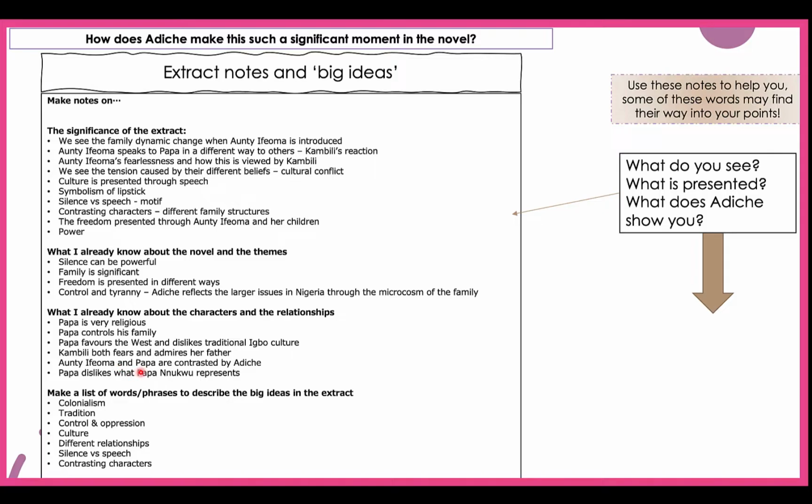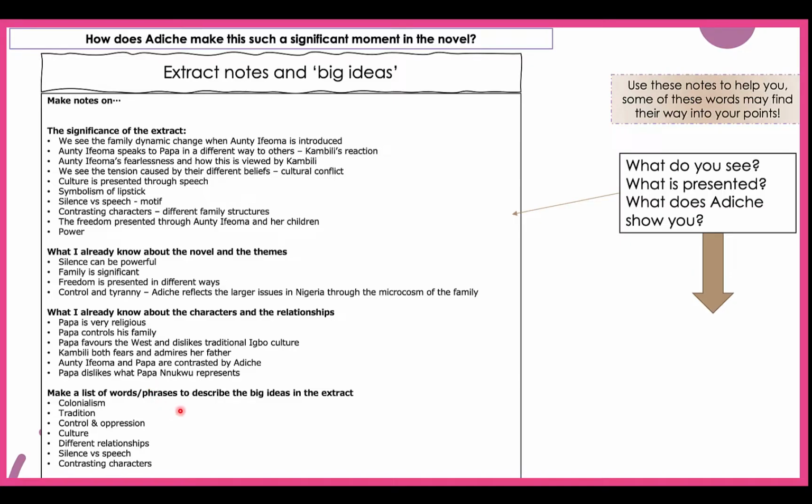I know that Auntie Ifeoma and Papa continue to be contrasted by Adichie. Their family structures are contrasted, they're juxtaposed in the way that they head their families. I also know that Papa dislikes what his own Papa represents in terms of culture and tradition, and we do get elements of culture and tradition here within this extract.